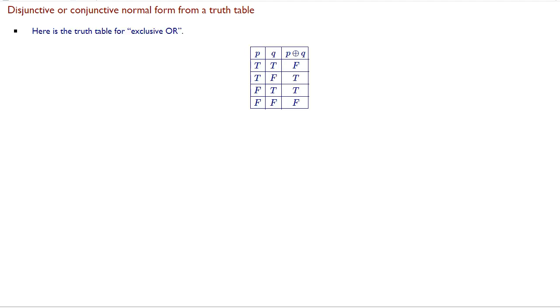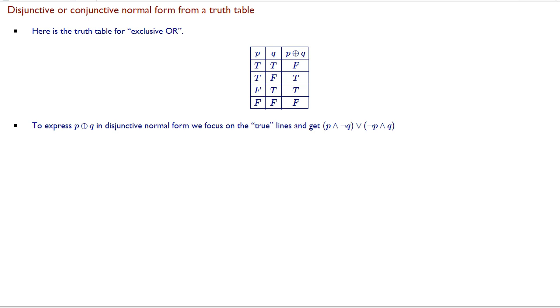So what do we do with the truth table? Let's look at a simple example. Here's the truth table for the exclusive OR operation, and we can try writing it in both sorts of normal form.